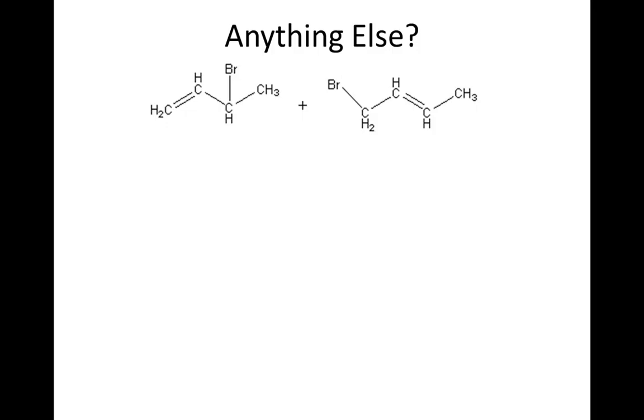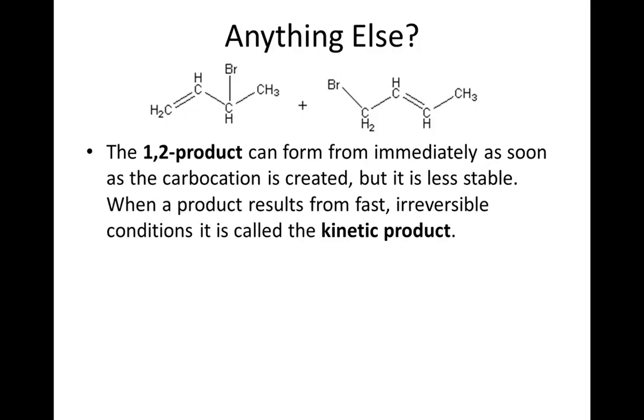So what else do we know? Well, the 1,2 product forms first. It can form immediately. As soon as you form that first carbocation, the bromine hits it immediately, then you get the 1,2 product. But the 1,2 product is less stable. And so when you have that situation, a very quick process, we call that the kinetic product. And so what's controlling the kinetic product is a fast and irreversible set of conditions. And I'll come back to the idea of what I mean when I say it's irreversible in a minute.